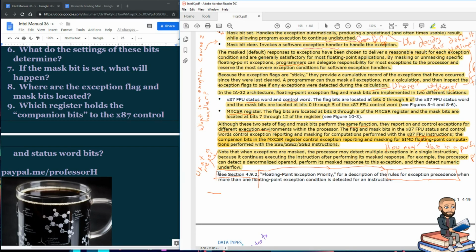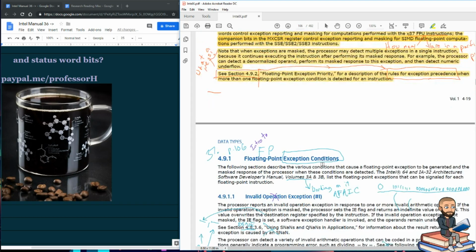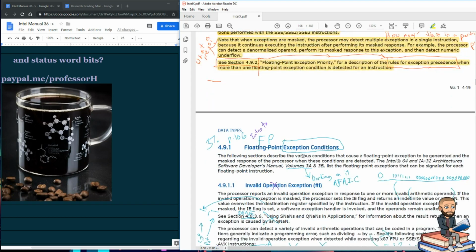Well, anyways, they end this section by saying to look at another section, the one we're about to get to, and this is called floating point exception priority, and they say to look at that for a description of the rules for exception precedence when more than one floating point exception condition is detected for an instruction. So basically what happens when you have a gigantic mess. Well, that's it for today. Next time we'll go ahead and talk about floating point exception conditions.